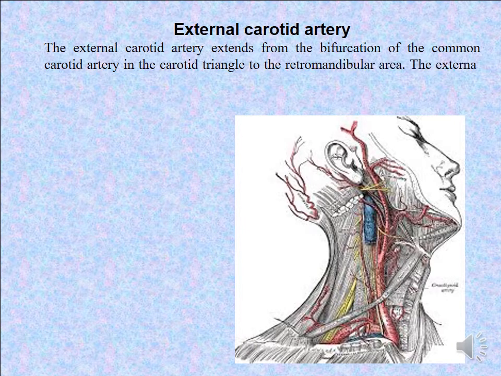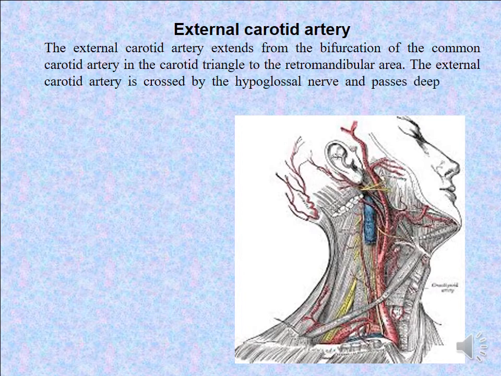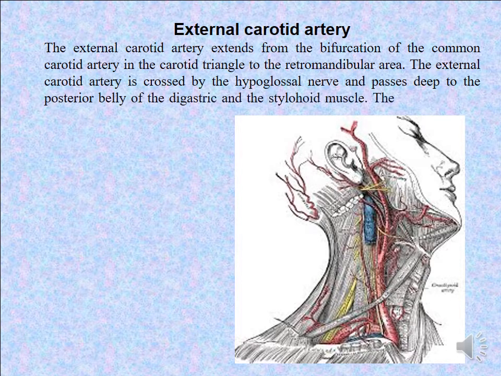We start with the external carotid artery. The external carotid artery extends from the bifurcation of the common carotid artery in the carotid triangle to the retromandibular area. The external carotid artery is crossed by the hypoglossal nerve and passes deep to the posterior belly of the digastric and stylohyoid muscles. The constrictor of the pharynx lies medial to the external carotid artery.